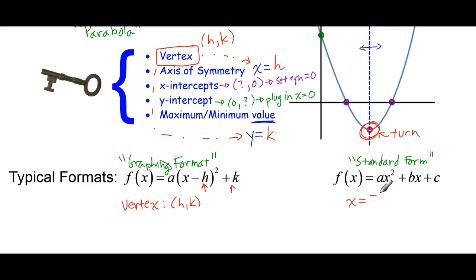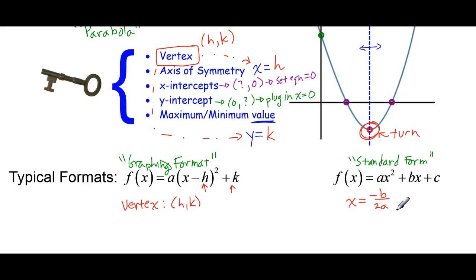On the other hand, when it's in standard form, figuring out what the vertex is is a lot trickier. The x-coordinate of the vertex is going to be at negative b over 2a. And if you're having trouble remembering that little formula, it's basically the same as the quadratic formula, except you throw away the square root. You know, that plus or minus square root of b squared minus 4ac. Throw that away, and what you have left is that.